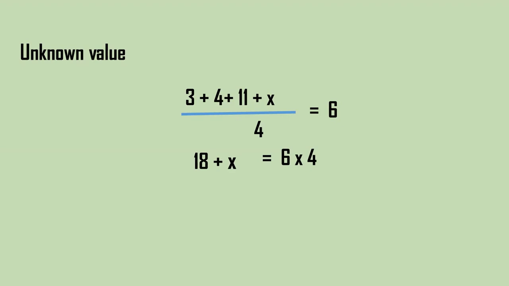So this is 18 plus X is equal to 6 multiplied by 4. Now here, this will produce 24. Now 18 is plus, so on the other side it will be minus. So this will give us a figure of 6. So the unknown value here is 6.